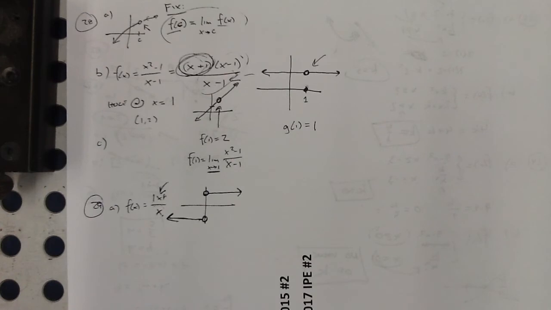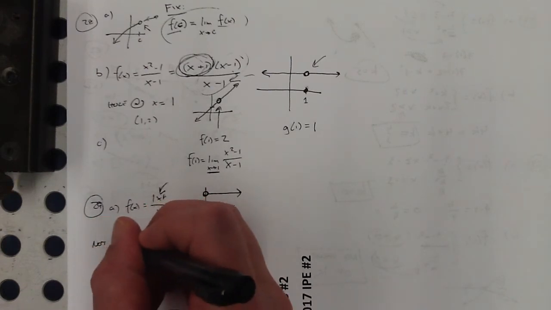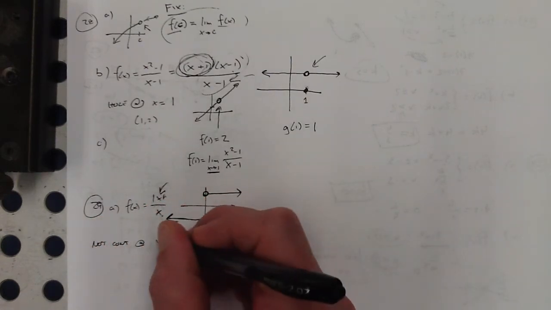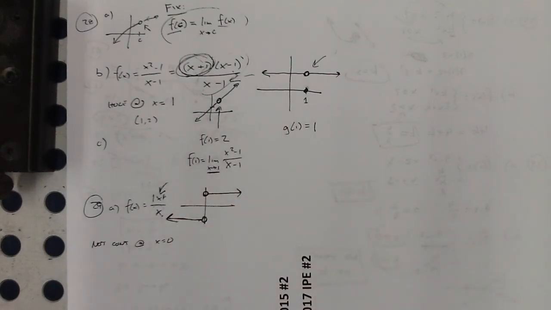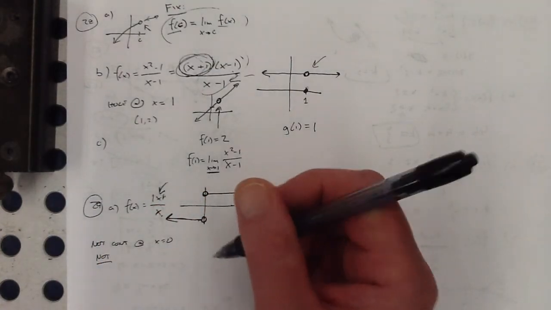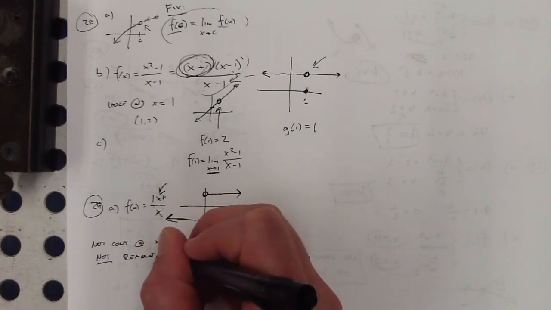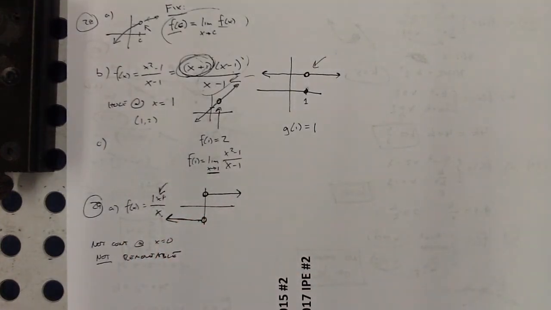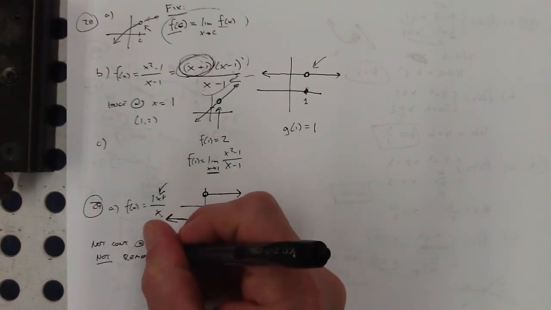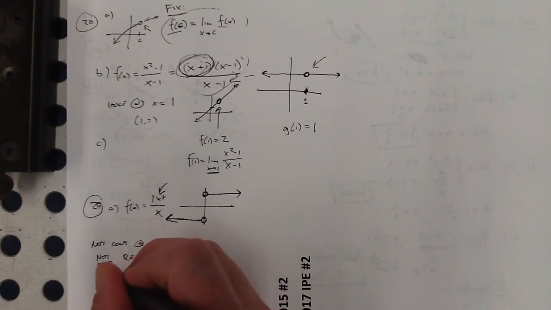Okay, so this is not continuous at x equals 0. And is it removable? No. This is not a hole. This is a jump discontinuity. So it's not removable. And there's no E there in removable. Sorry, extra letter there, bonus letter. B.